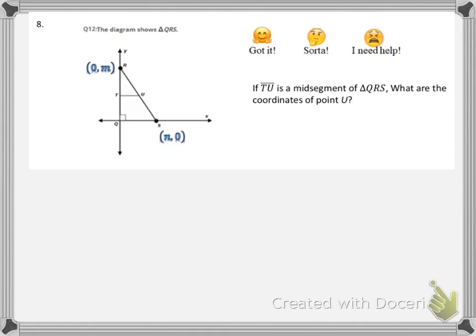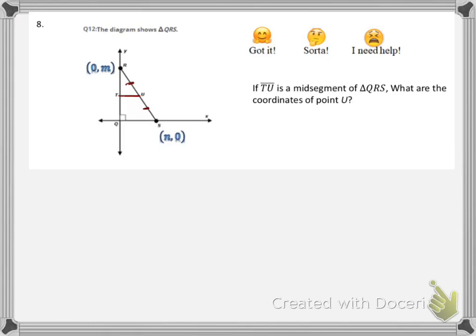All right, on this one, it says that if TU is a mid-segment, in other words, if they're saying that this line is a mid-segment of triangle QRS, it's saying that the length of these are congruent. So RU is congruent to US. And also on the other side as well, but I'm more concerned about the line RS, because it's asking what are the coordinates at point U.